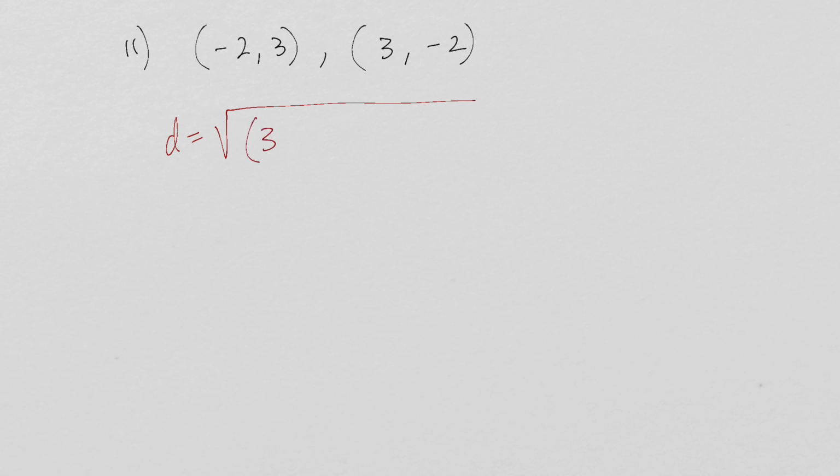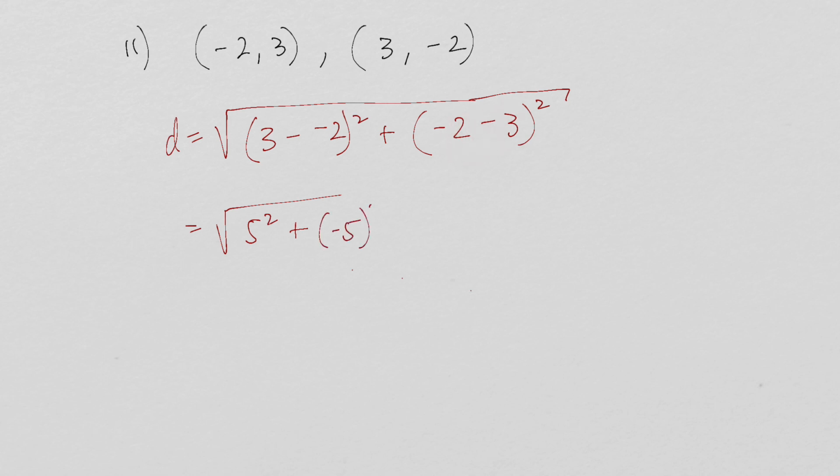For number 11, they want the distance between (-2, 3) and (3, -2). Again, nothing's the same. The x's are not the same, the y's are not the same, so we do have to use the distance formula. x2 is 3 minus x1, which is a -2. y2 is -2 minus y1, which is 3. This is a 3 plus a 2, which is a 5 squared. And this is -2 minus 3, which is a -5 squared.